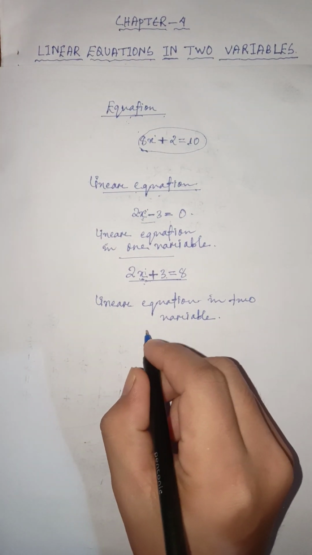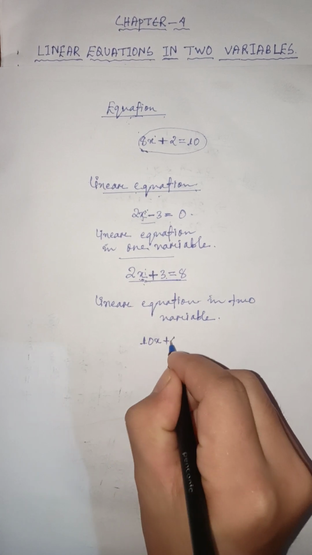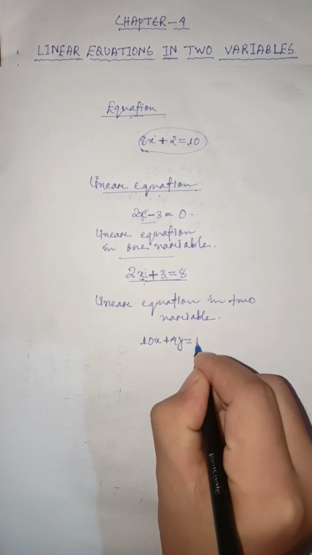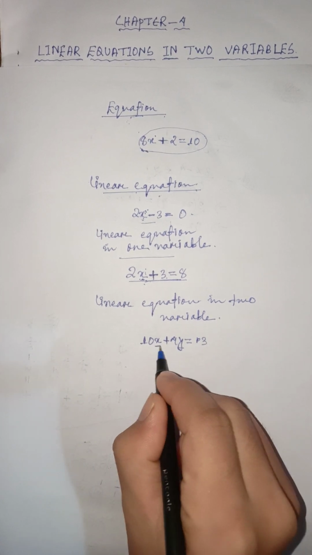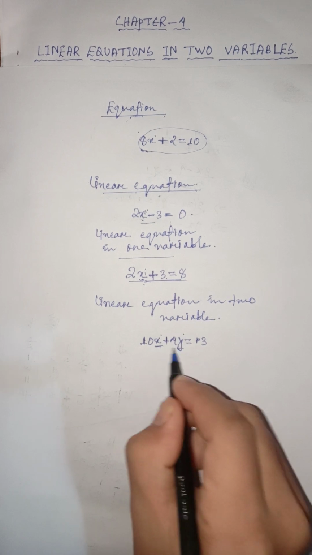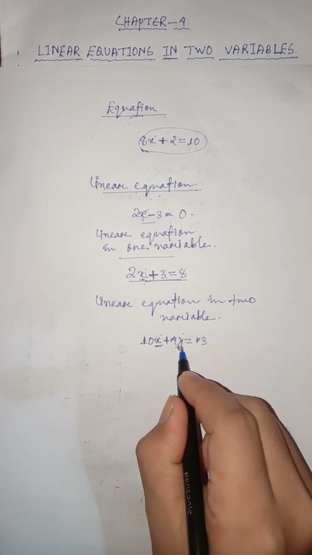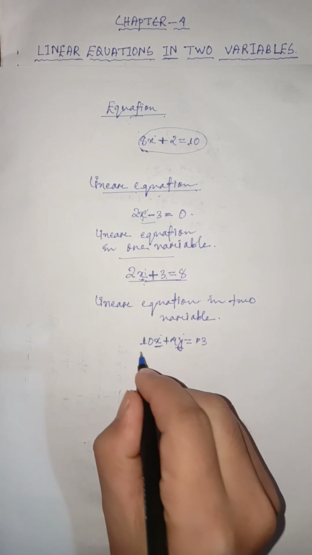So this kind of equation we'll call a linear equation in two variables. For example, let us take this: 10x + 4y = 3, right? Here we have two variables, and the power of each of these variables is 1, right? This kind of equation, we'll call a linear equation in two variables.